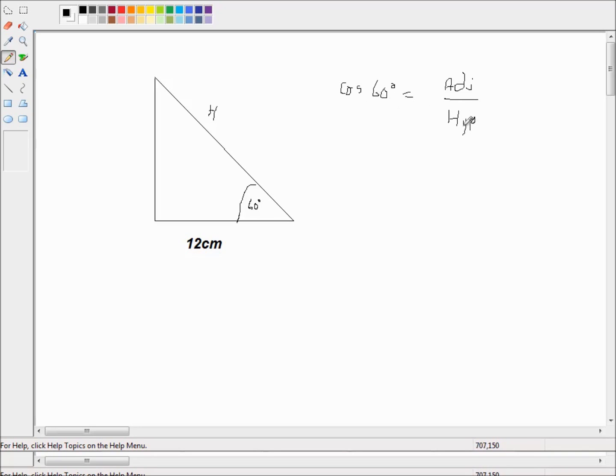Now if I multiply both sides by the hypotenuse and divide by the cosine, I can say that the hypotenuse is equal to the adjacent divided by the cosine of 60 degrees. So the hypotenuse is equal to 12 divided by the cosine of 60 degrees. And now it's just a case of getting out our scientific calculator.